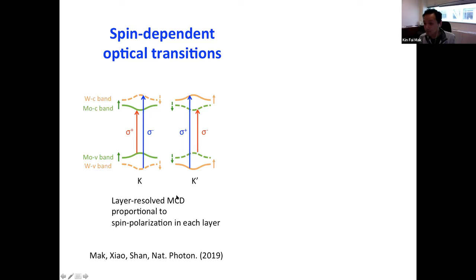And now if we perform this measurement for each of these layers and do a calculation that just subtracts the left-handed absorption by the right-handed absorption, we produce a signal called the magnetic circular dichroism, MCD. And this signal is directly proportional to the spin polarization in each layer. Because the photon energy that connects the transition for each of the layers can be very different, we have no trouble resolving the layers independently in our measurement.